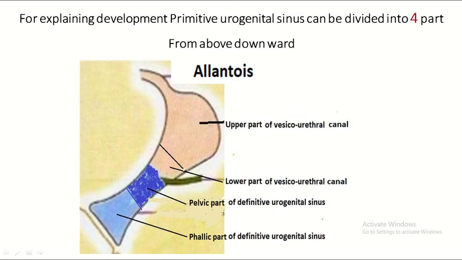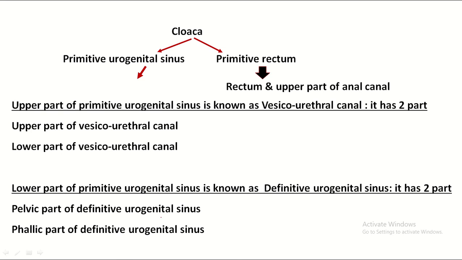Again this portion is subdivided: the upper part and lower part of the vesico-urethral canal, and pelvic part and phallic part of the definite urogenital sinus. So from above downwards there are four structures: upper part of the vesico-urethral canal, lower part of the vesico-urethral canal, pelvic part of the definite urogenital sinus, and phallic part of the definite urogenital sinus.